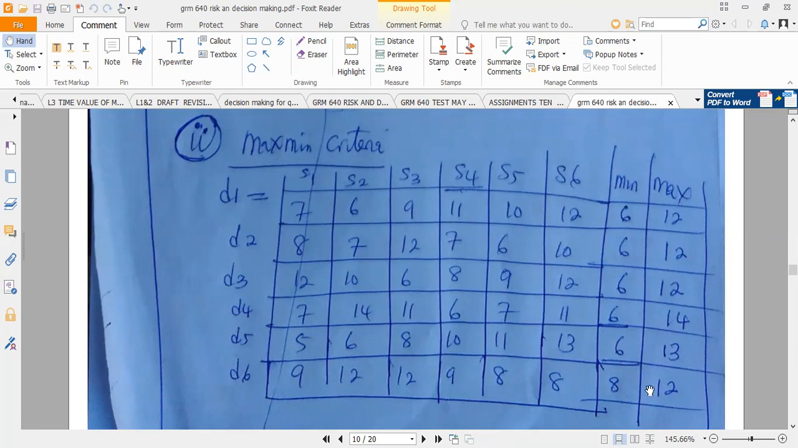Until the end. So, question, how do we find the max max and the max min? The max max is under D4 where we have 14. And the max min is under D6 where we have 8. Okay. Are we agreeing?